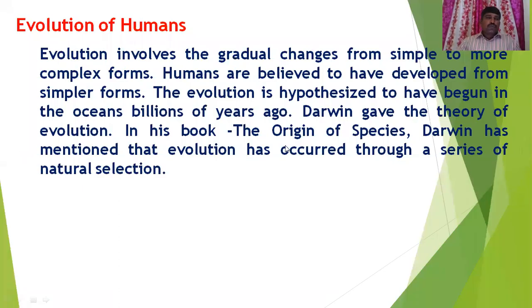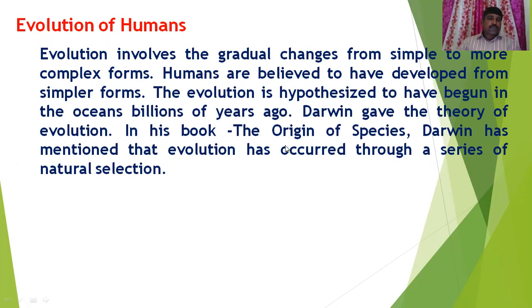We will start with the evolution of humans. Evolution involves gradual changes from simple to more complex forms. Humans are believed to have developed from simpler forms. The evolution is hypothesized to have begun in the ocean billions of years ago. Charles Darwin gave the theory of evolution.